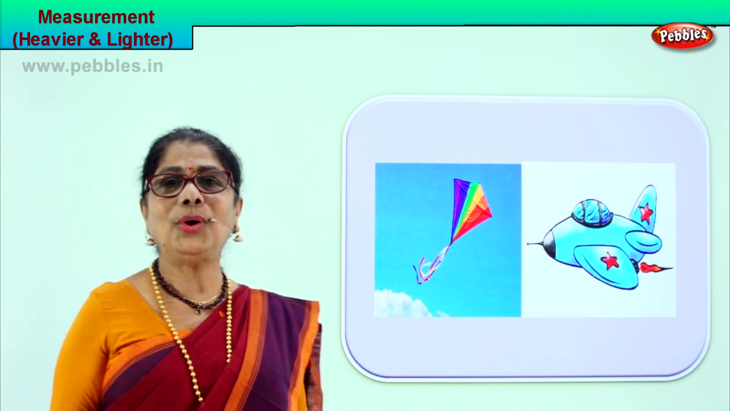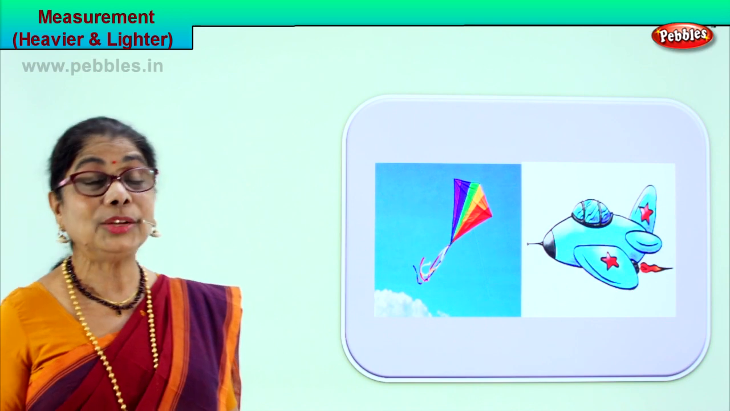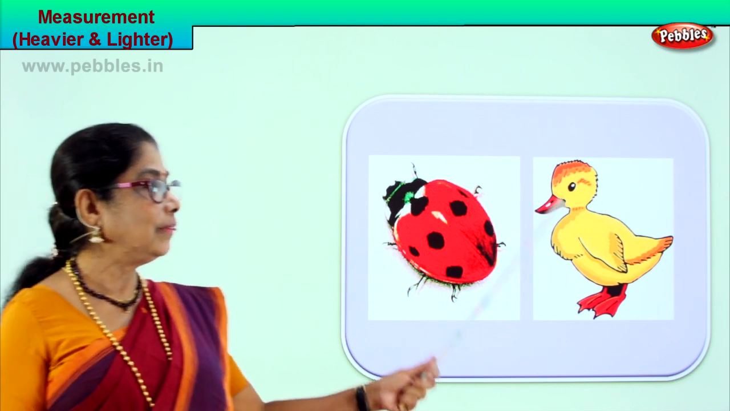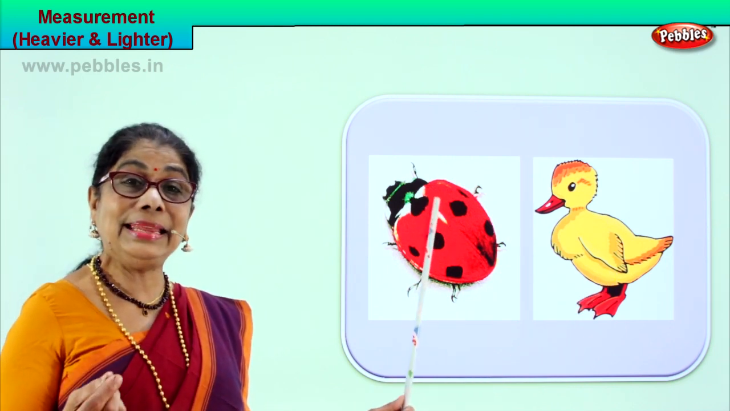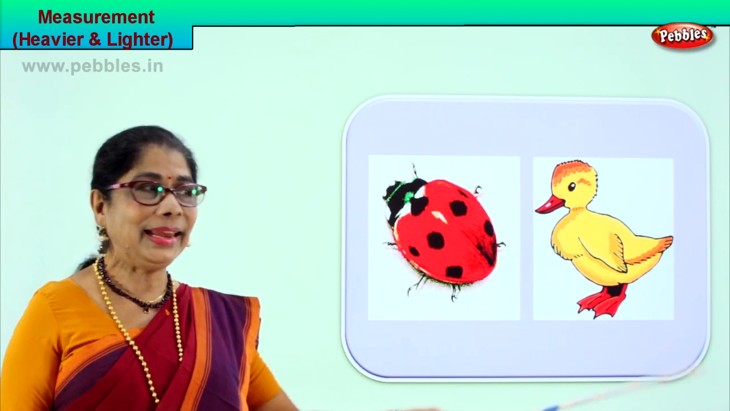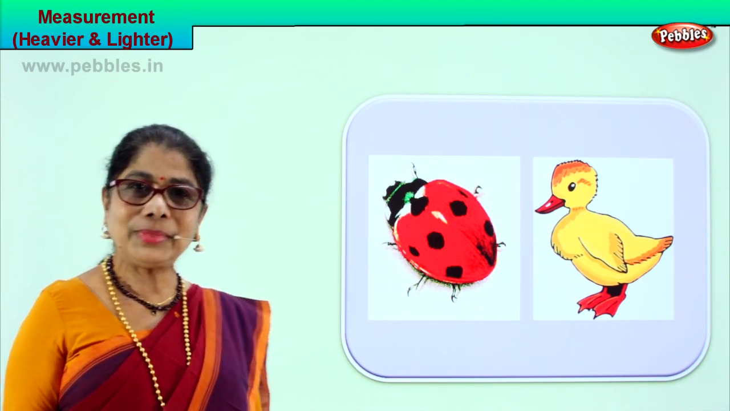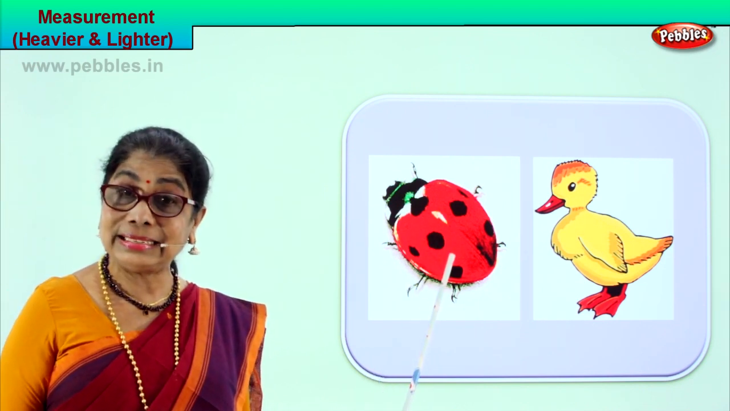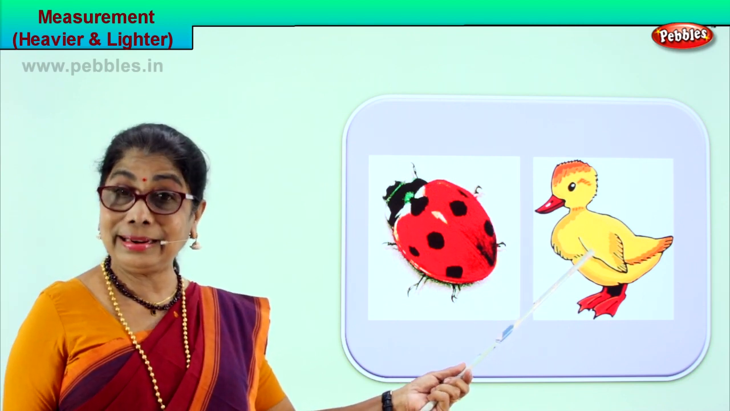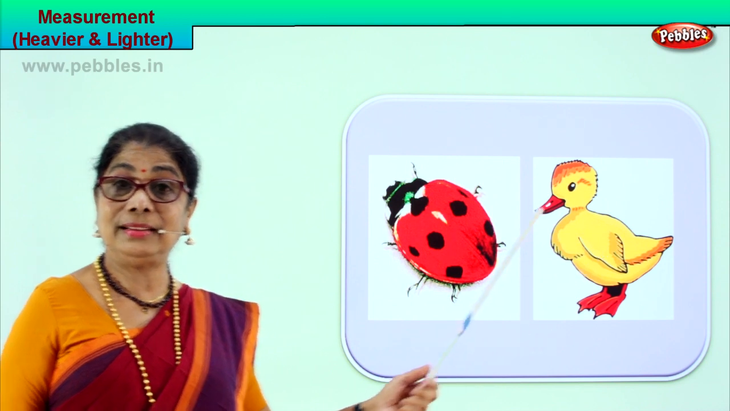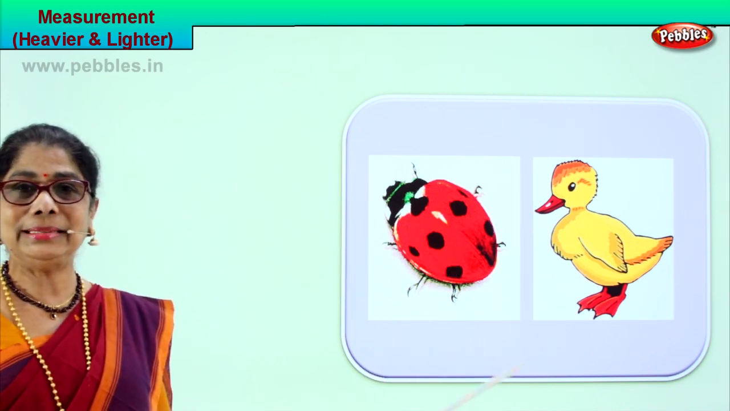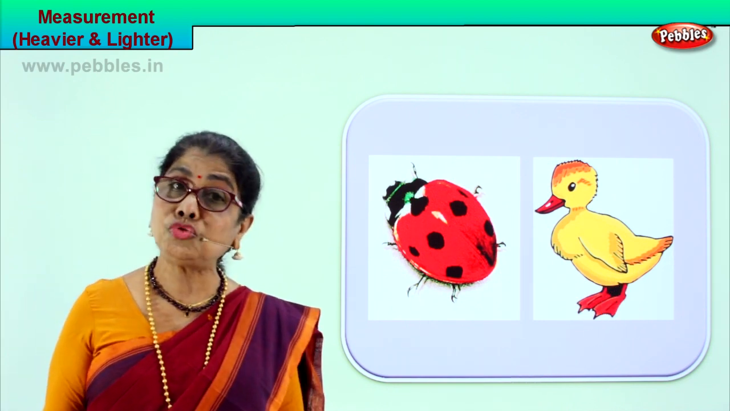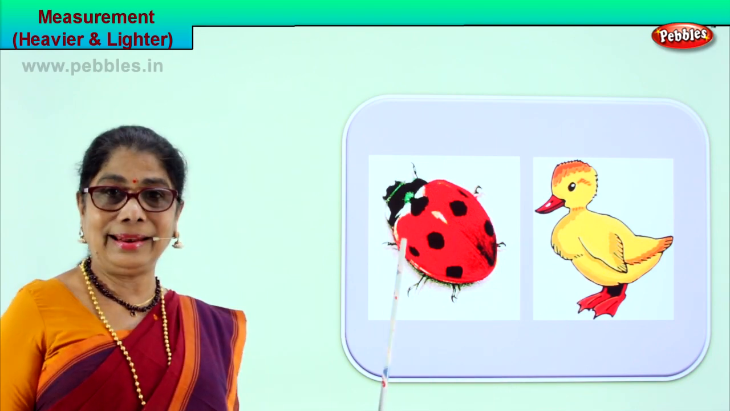Good. Let's go to another picture and learn to understand heavier, lighter. Look, what do you have here? You have a baby duckling and a ladybird. Where do you find the ladybird? You find the ladybird in the garden. Yes, a tiny little insect. The ladybird insect is lighter than the duckling. The duckling is heavier than the tiny ladybird insect. Lighter, heavier, heavier, lighter. I'm sure you understood the two measurements, heavier and lighter. Yes?